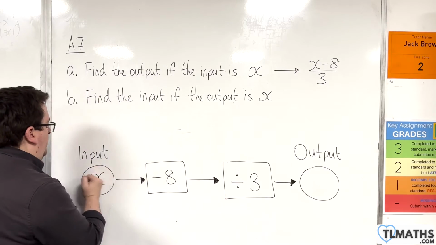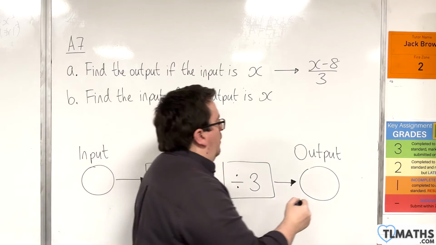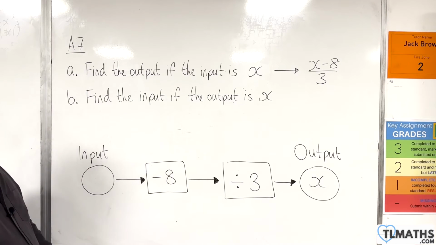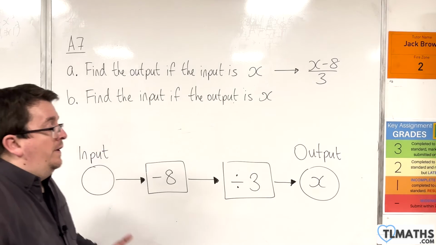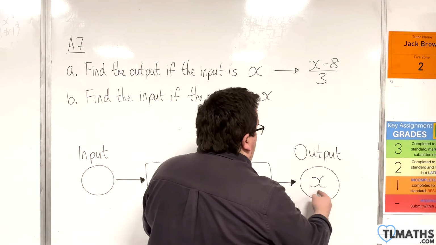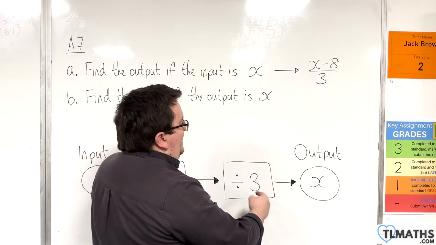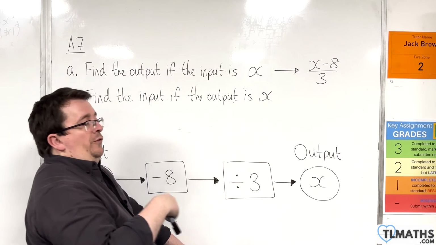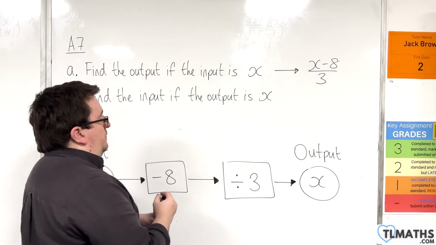So what if the output now was x? What would the input have been? That's what part B is asking. So we need to reverse the process. We're starting here, we're going back through. So we need to use the inverse process of dividing by 3, which of course is multiplying by 3.